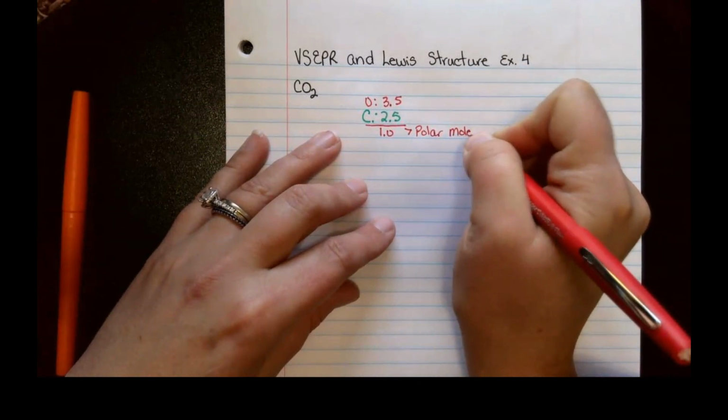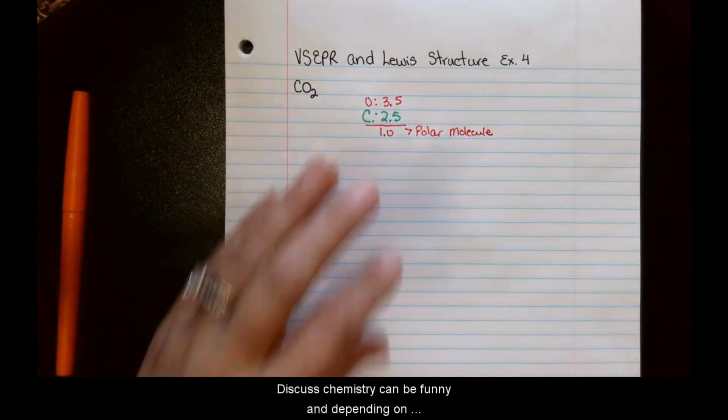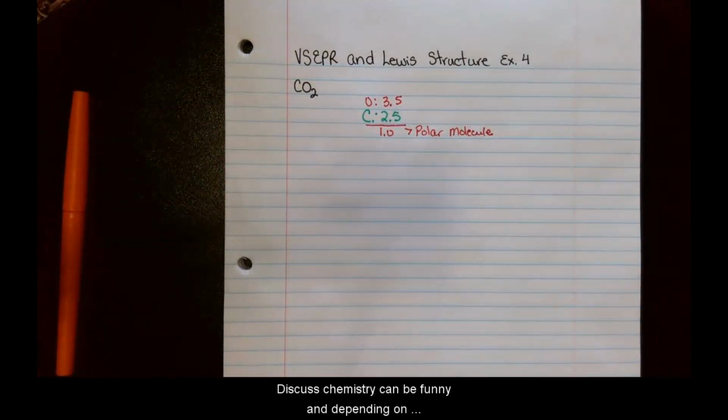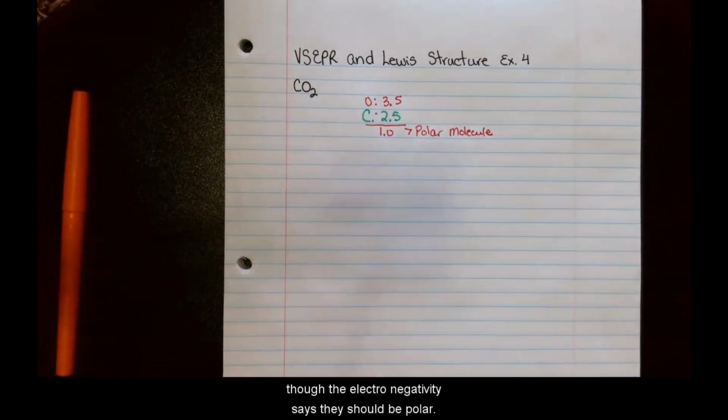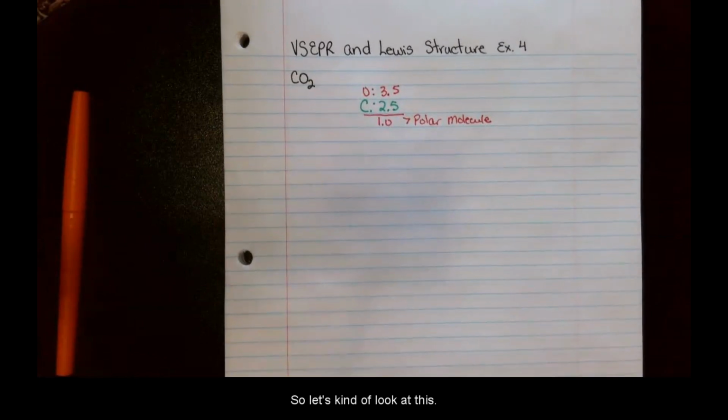Now, as we've discussed, chemistry can be funny, and depending on molecular shape and how the molecules are pulling, they may actually be nonpolar, even though the electronegativity says they should be polar, based on shape. So let's look at this.